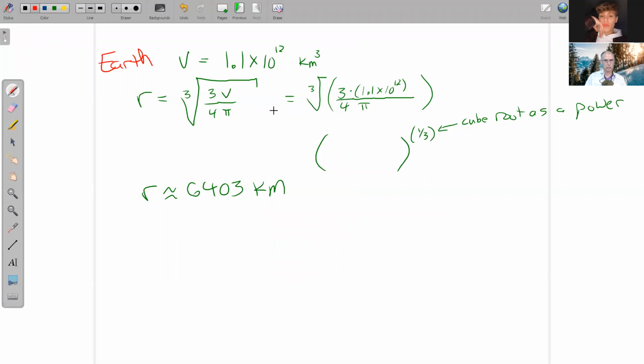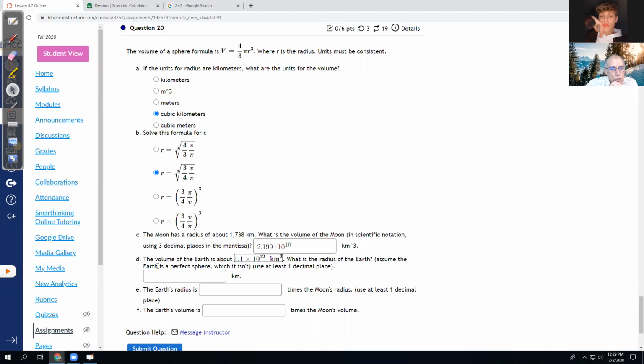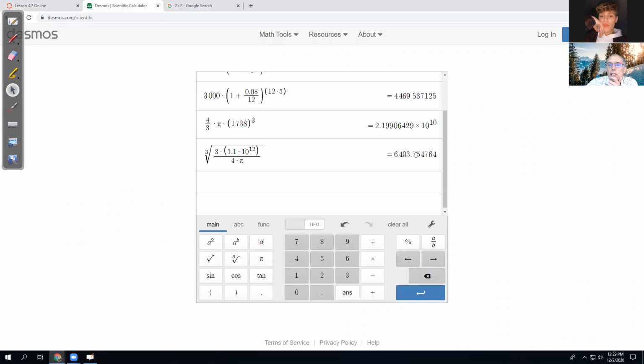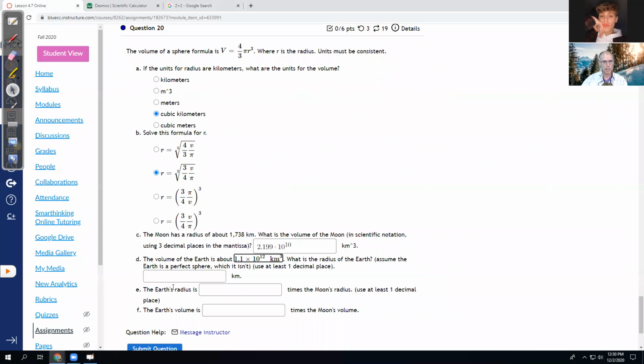Let's fix that. Pen's glitching. There we go. All right, to the nearest whole kilometer. Instructions say what? Assume it's a perfect square, which it isn't, but that's okay. Use at least one decimal place. Okay, let's double check that answer. To one decimal place, it would be 6403.8 kilometers. Again, don't forget to double check about rounding.